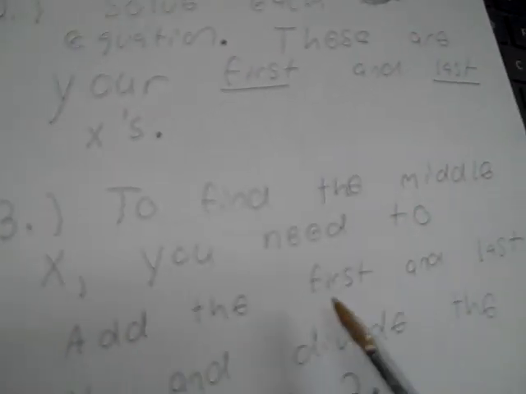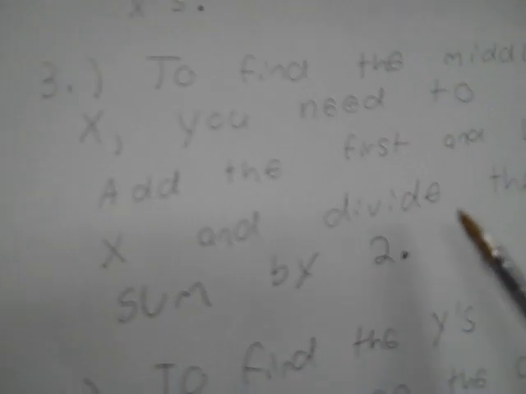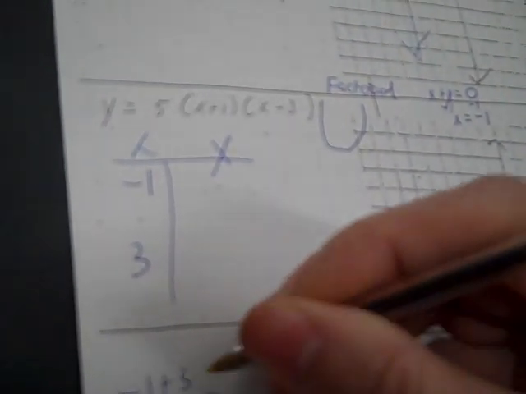Now to find the middle x, you need to add the first and last x, these two here, and divide that sum by 2. So I add negative 1 plus 3, and that's 2, and then we got to divide 2 by 2, and that's 1.